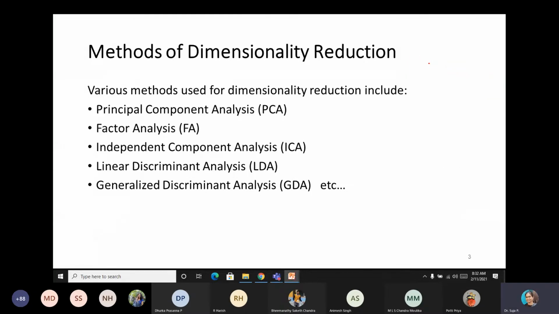There are different methods of dimensionality reduction: principal component analysis, factor analysis, independent component analysis, linear discriminant analysis, and generalized discriminant analysis. Out of all these, we are going to discuss only the first one, PCA, which is an unsupervised learning technique. Earlier we discussed LDA, but with reference to classification and not dimensionality reduction, though it can be used for dimensionality reduction. LDA is a supervised learning technique, whereas PCA is an unsupervised technique.